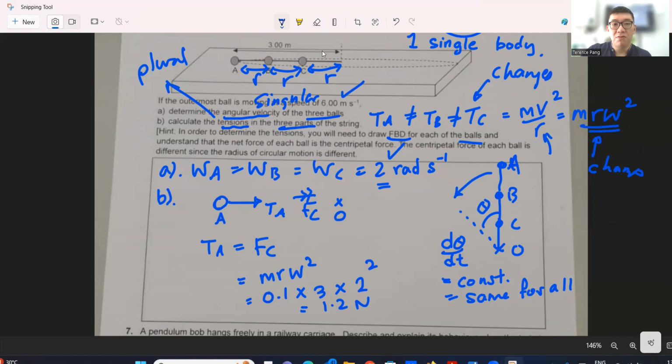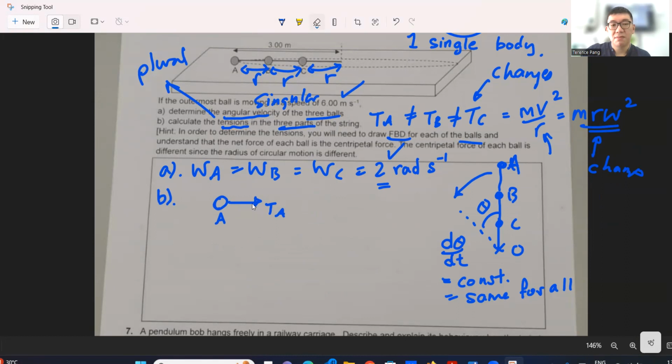Okay, so this is the first one. So we keep in mind 1.2 Newton. You need to calculate for TB now. Now, how do we start? Always start with free body diagram again. For TB, for ball B, what would be the free body diagram? How will it look like? The same as A, but then there's the spinning, but then there's also a force from the left. Yeah. There's a force on the left.